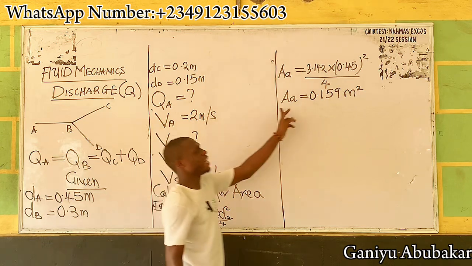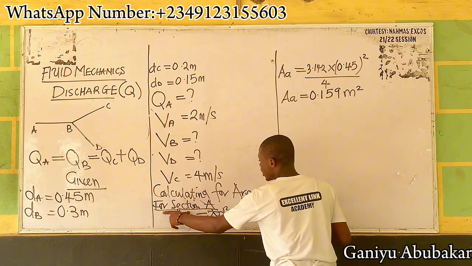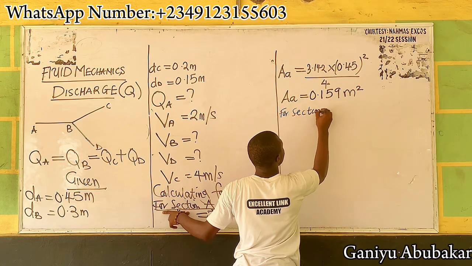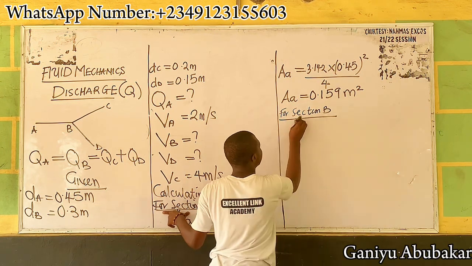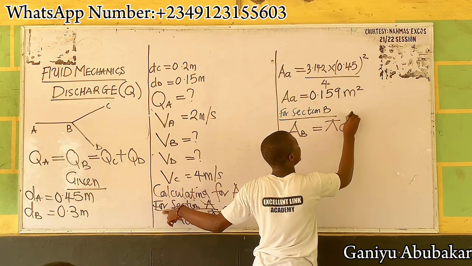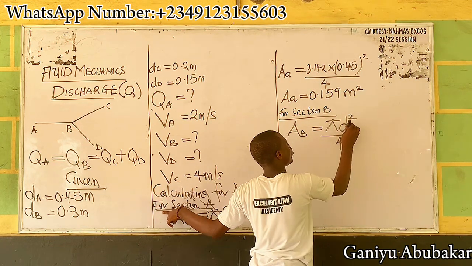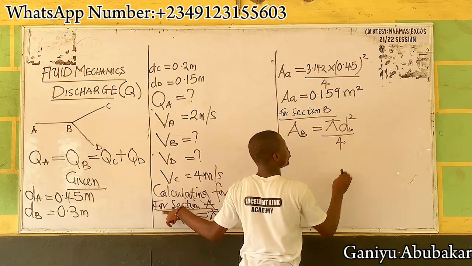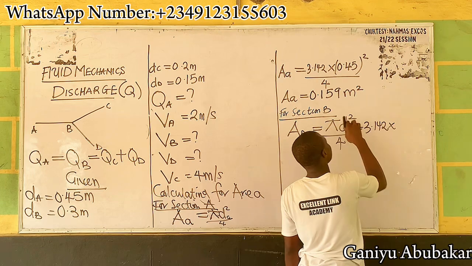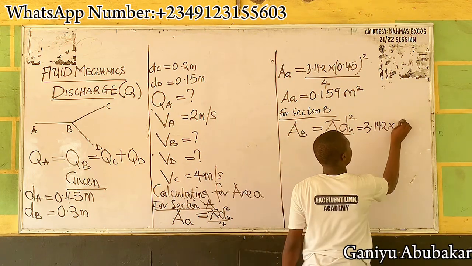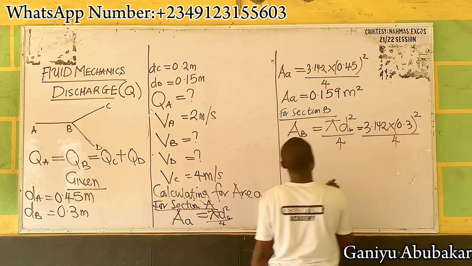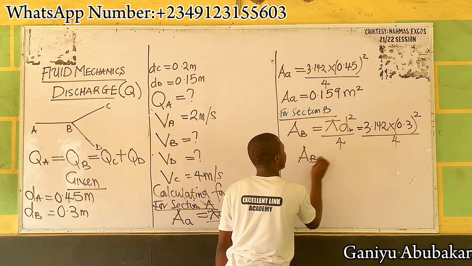So this is my first area. Section A is done. For section B, what's my area? Area at B is the same thing, pi d squared over 4. What's pi? 3.142. What's d at B? 0.3, all squared over 4. Give me the area at section B.